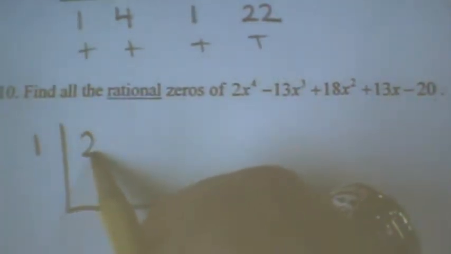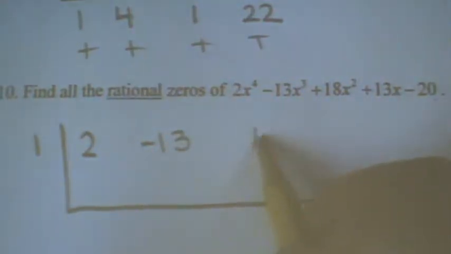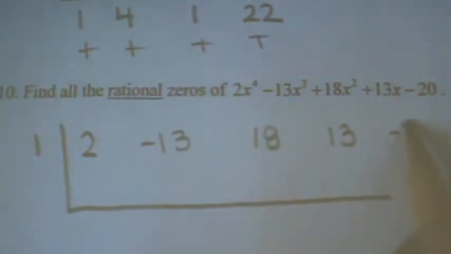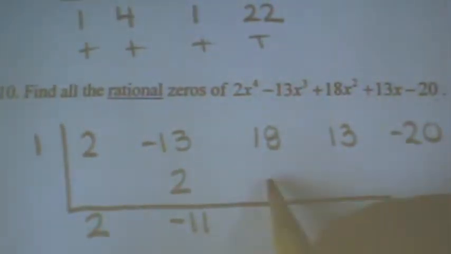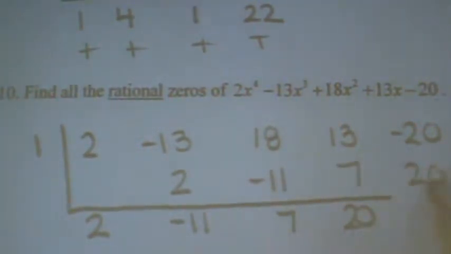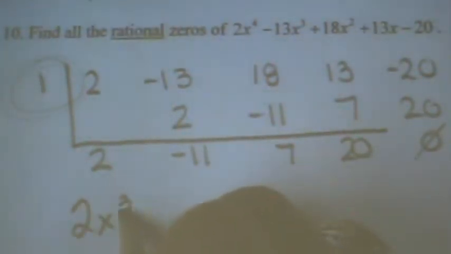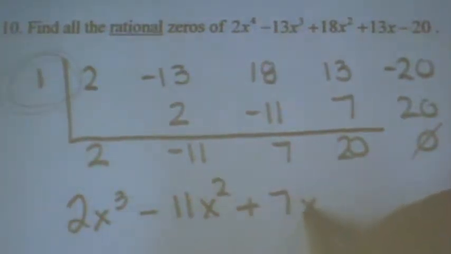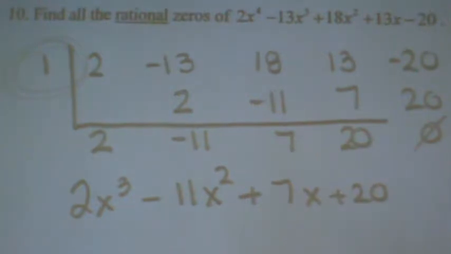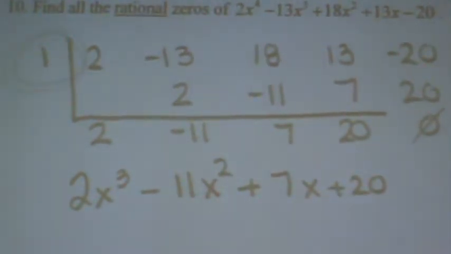So I tried 1: 2, -13, 18, 13, and -20. Bring down the 2. -11, 7, 20, and you got your first 0. So 1 is a 0. That goes there. What's this? 2x cubed minus 11x squared plus 7x plus 20. So you start over again. You've got 20 and 2 for your terms. -1 worked.